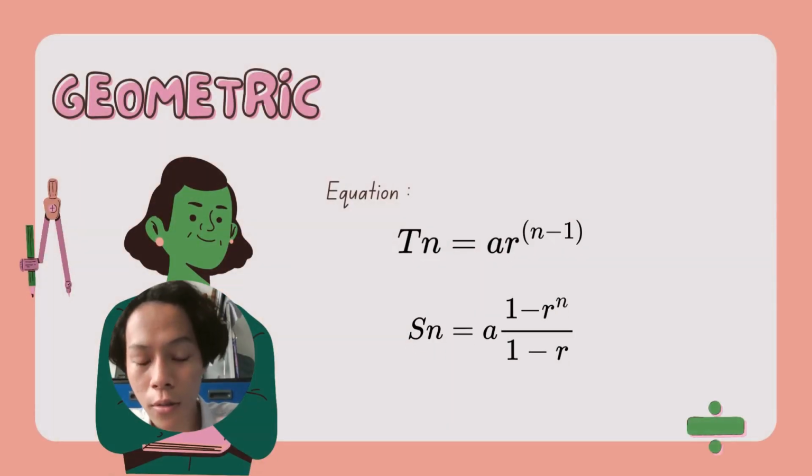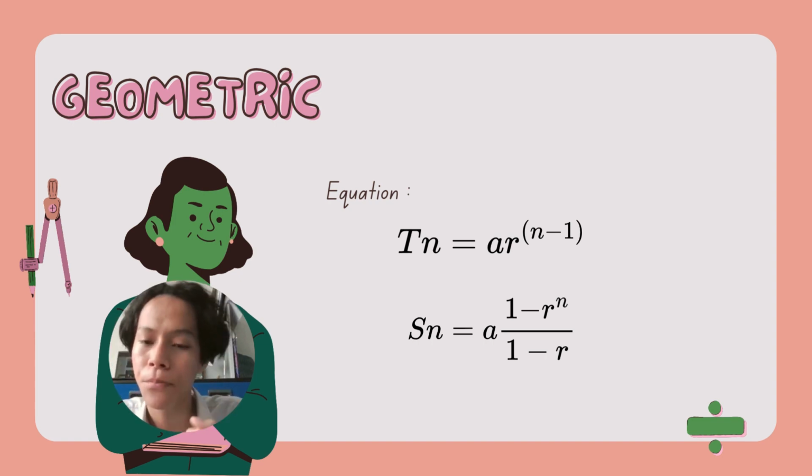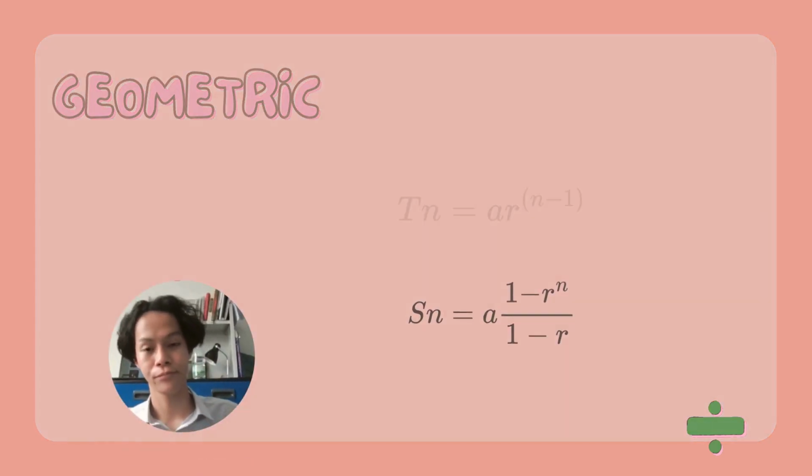So this is the basic formula for geometric progression, where Tn equals a times r to the power of n minus 1. Equation number 2, Sn equals a times 1 minus r to the power of n, divided by 1 minus r. So we move to the answer for this question.